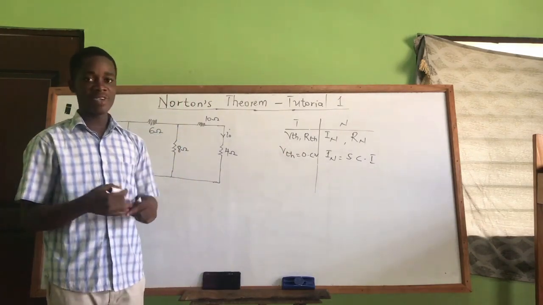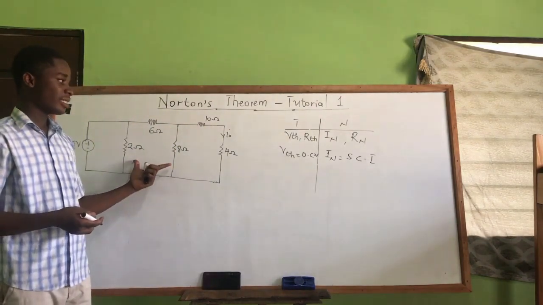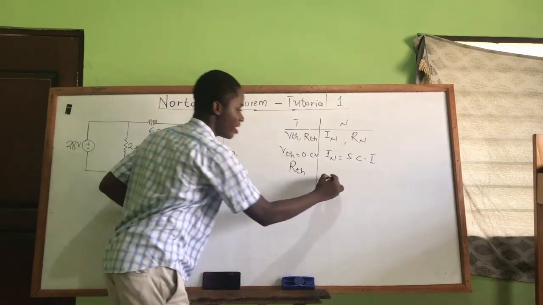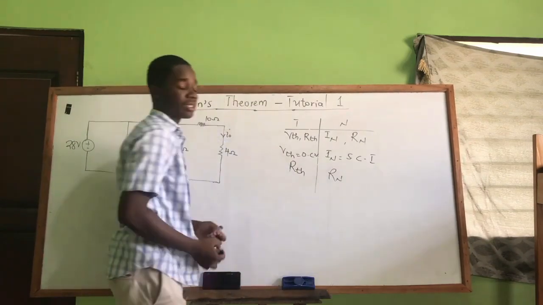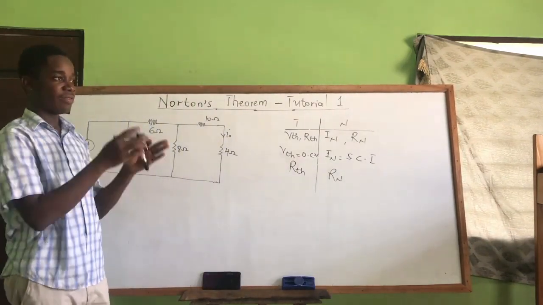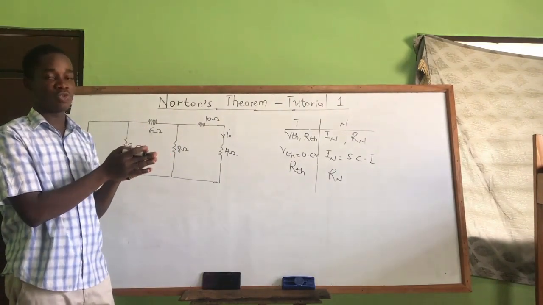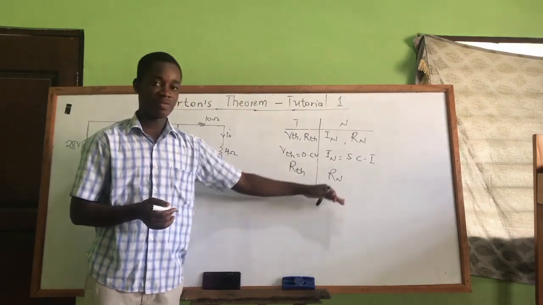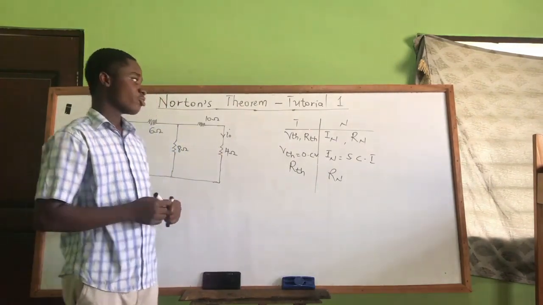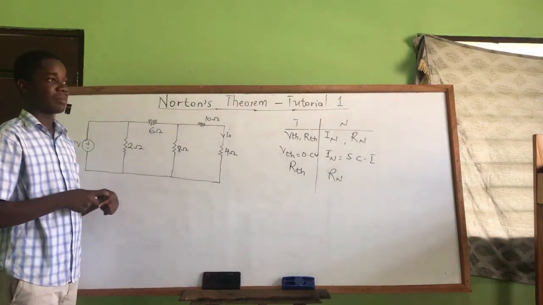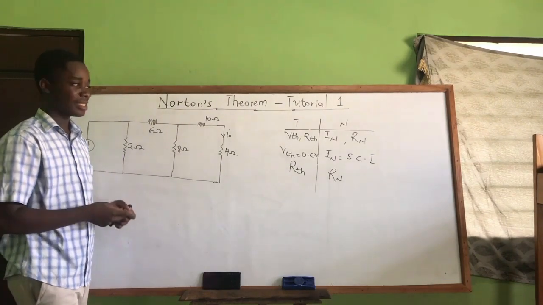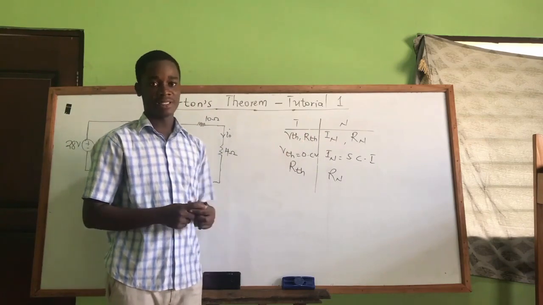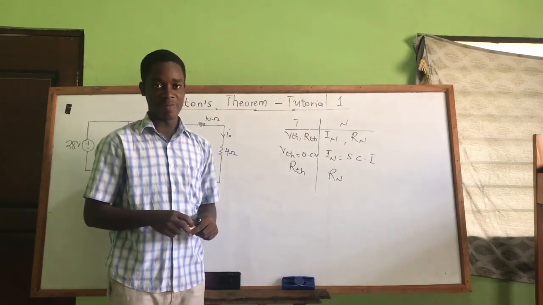And also for a given network, a given circuit like this, the value of our Thevenin's resistance, RTH, is the same as Norton's resistance. So if you have a given circuit, the value of your RTH will be the same as your RN value. They are the same for a given circuit. Alright, good. So Norton's approach is similar to Thevenin, just that we are going to find IN instead of VTH. That's the main difference between the two.